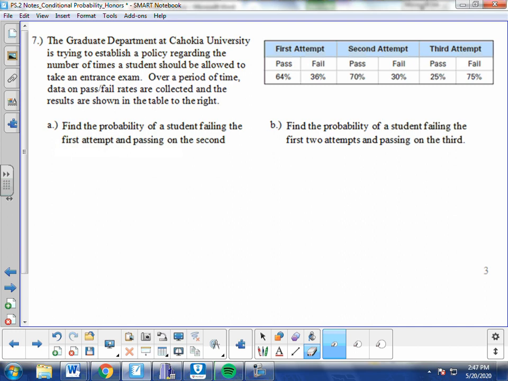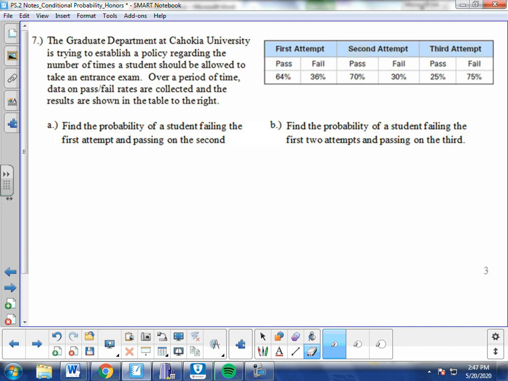Let's go ahead and move forward. Just some application problems here, and some different ways to look at this information. Problem number 7 says the graduate department at Cahokia University is trying to establish a policy regarding the number of times a student should be allowed to take an entrance exam. Over a period of time, data on pass-fail rates are collected, and the results are shown in the table to the right. Find the probability of a student failing the first attempt and then passing on the second.